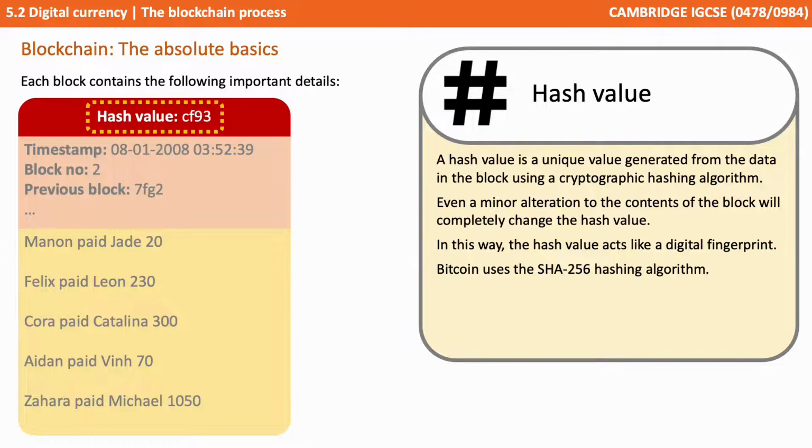Each block contains important details, so let's have a look at some of them now. We have a hash value. This is a unique value generated by a cryptographic hashing algorithm. The value is generated from the data in the block. Therefore, even a minor alteration to the contents of the block will completely change the hash value. In this way, the hash value acts a bit like a digital fingerprint. Bitcoin uses the SHA-256 hashing algorithm.